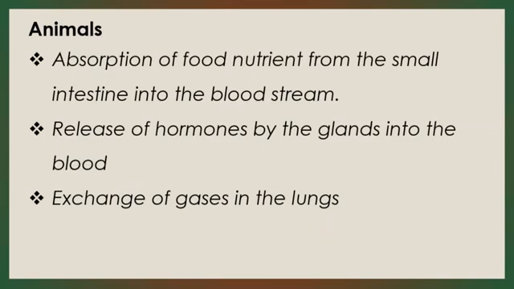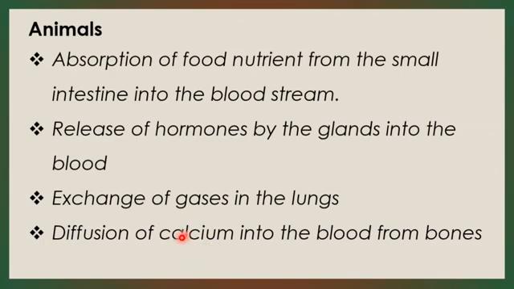Let's look at the fourth one. We are saying that diffusion of calcium into the blood from bones is also another example of diffusion in animals. How do we explain this? Sometimes the body lacks calcium because you don't take calcium-containing food like seafood and spinach. So, since the body requires the calcium, the bones are activated to release the calcium into the blood, and this process is through diffusion.